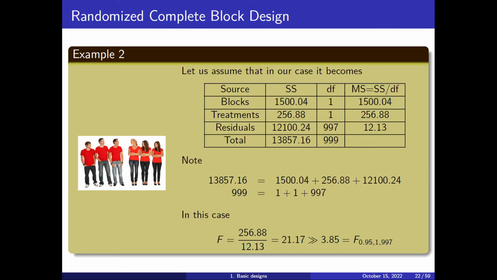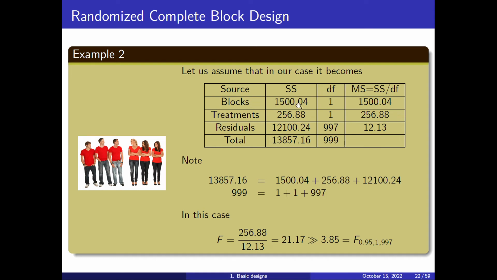Here is the same example that we had before. The total sum of squares has not changed, and the sum of squares of the treatments has not changed either. The degrees of freedom are the same, but now we have a new actor, that is these blocks.